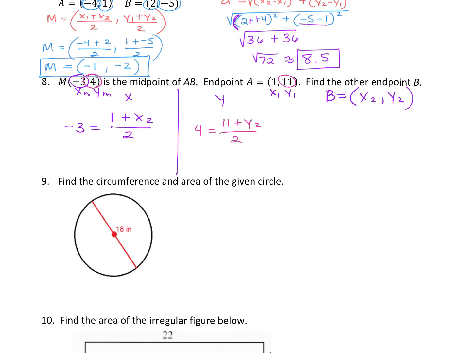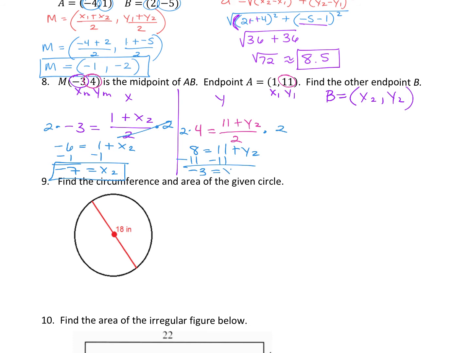How do you solve those? You multiply by 2 first on both sides, right? Golden rule of math, whatever you do to one side, you have to do to the other. And then subtract 1. So negative 7 is your x2 value. Same thing on the other side, multiply by 2. So 8 equals 11 plus y2, take away the 11. So you get negative 3 for your y2 value, which means your point B, which is what we were solving for, is negative 7, negative 3.